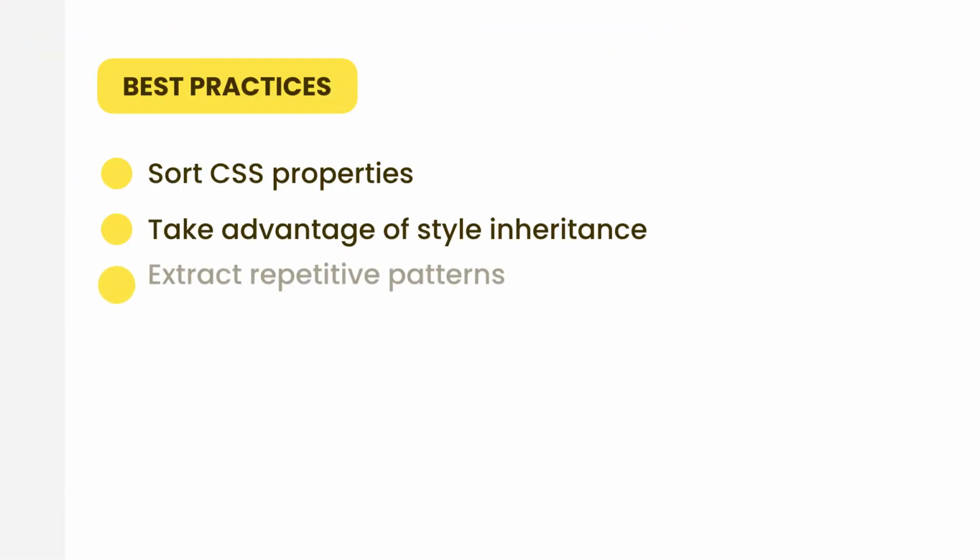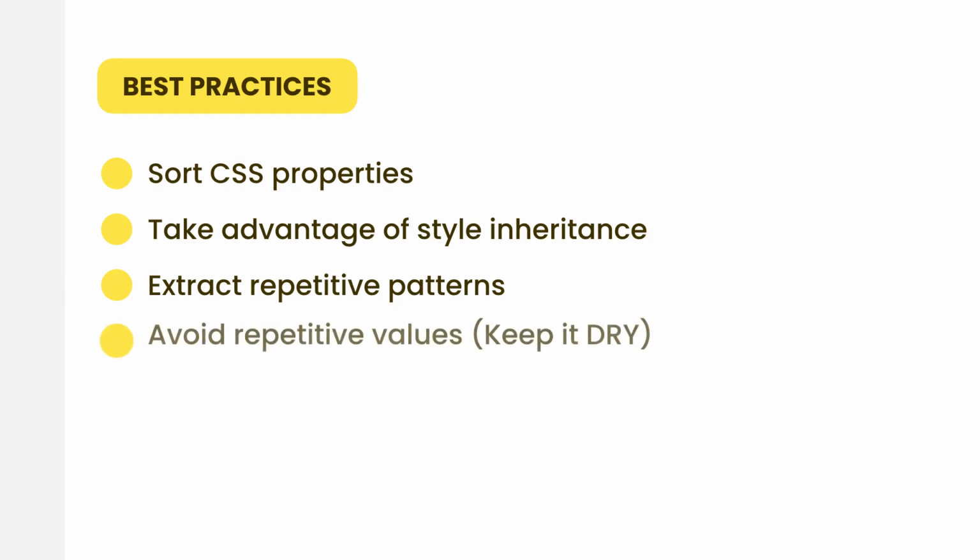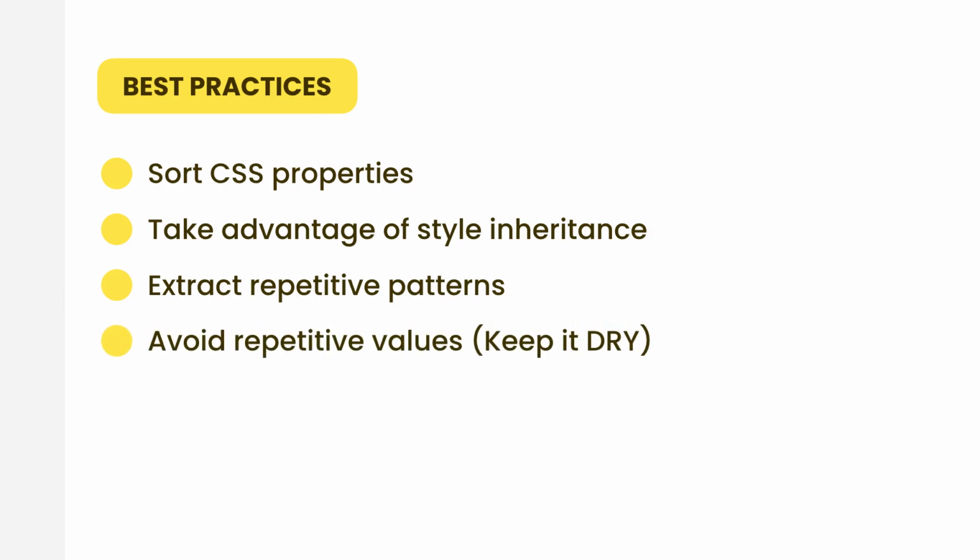All right, what's next? Extract repetitive patterns in your style sheet. This is part of a larger discussion called object-oriented CSS, which we're going to talk about shortly. And finally, avoid repetitive values in your code. We talked about the DRY principle before. Don't repeat yourself. So next, I will show you how to use CSS variables to avoid repetition in your code.